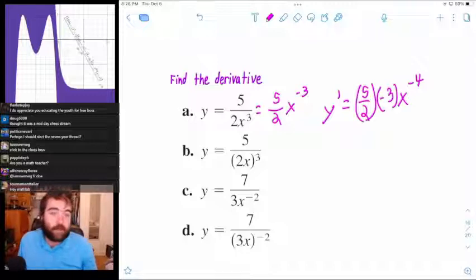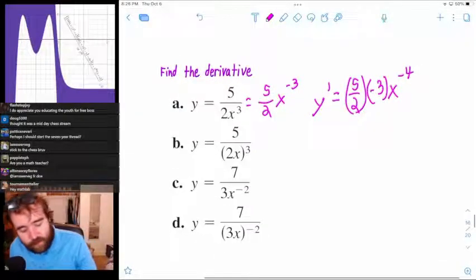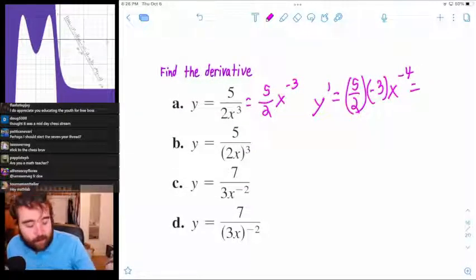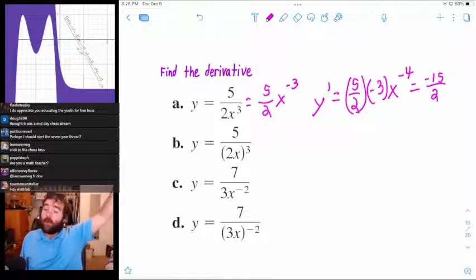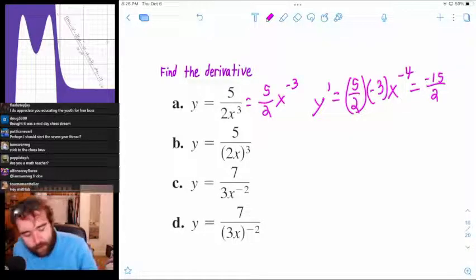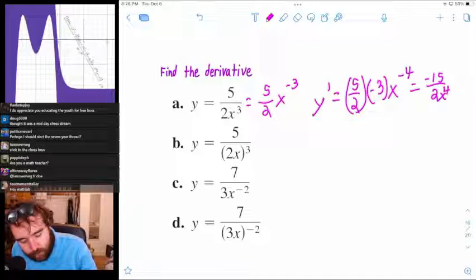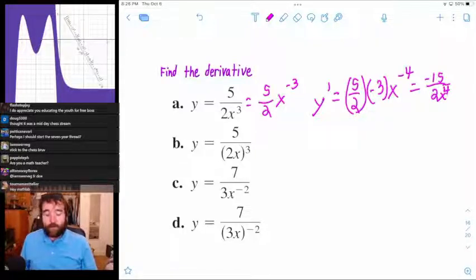And then from there, that's it. That's the derivative. You just got to clean it up. So how's it going to look when we clean it up? Well, we got the 5 times the 3, so that's negative 15 over 2. And then x to the negative 4, which means we got to bring it to the denominator. So put the x to the 4th in the bottom. And that's the best we got.